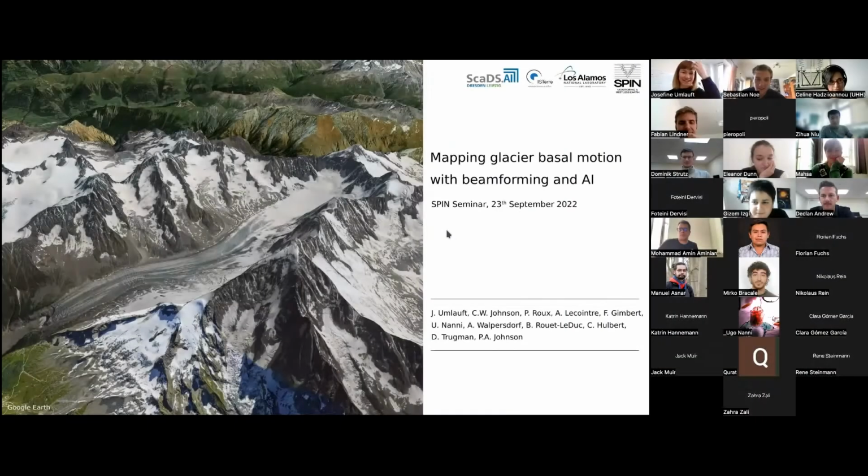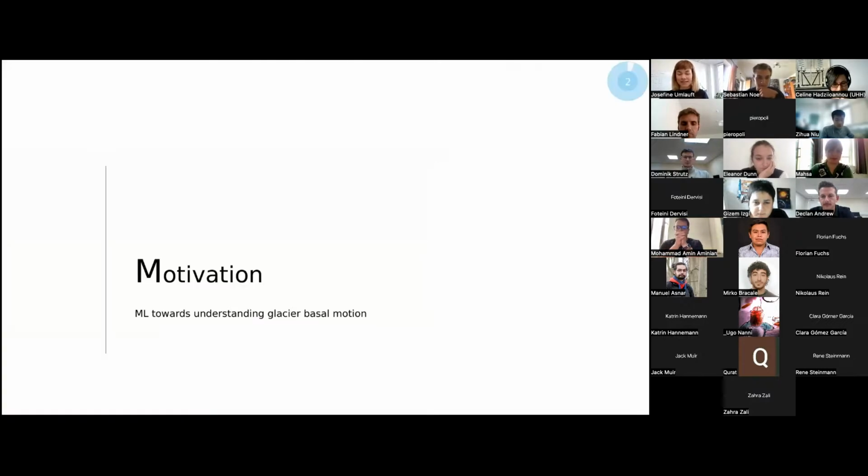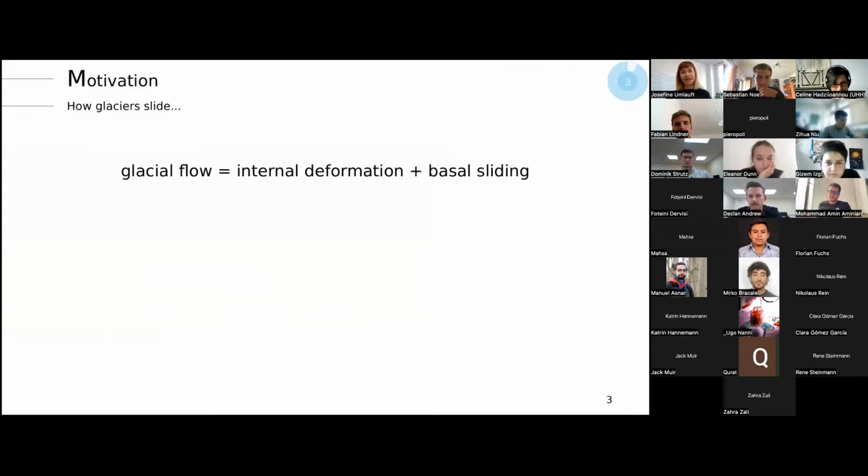This is about maybe the bold attempt of using AI to better understand glacier basal motion. And the motivation for this project was two-sided, actually. On the one hand, there's that general scientific question still about how glaciers actually slide. So this is still not fully understood. It's a combination of internal deformation of the ice body and basal sliding.